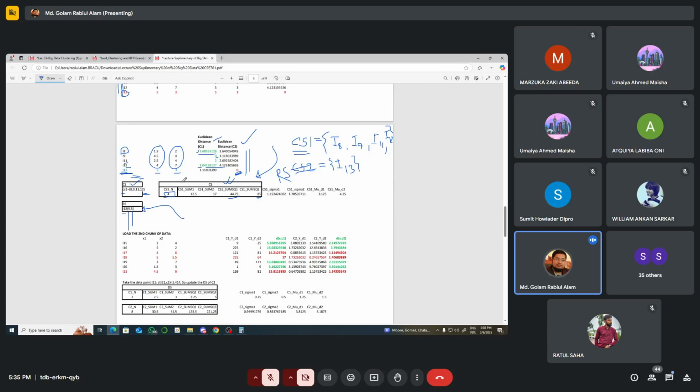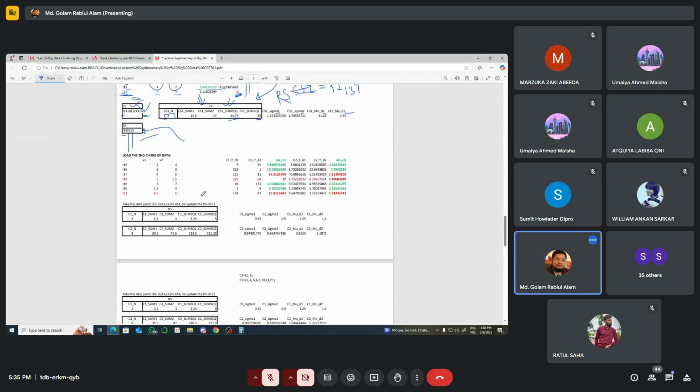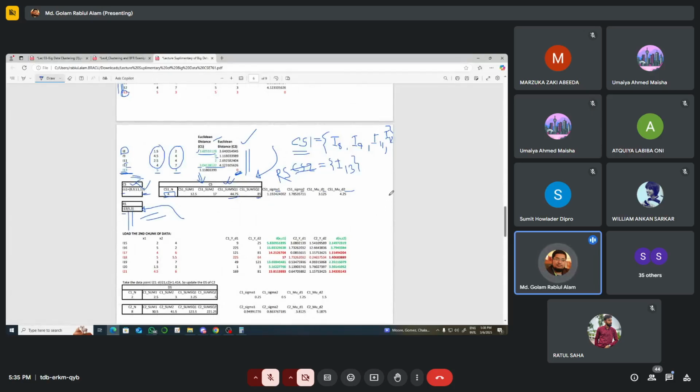Okay, so if we know these statistics, then we can also determine the sigma. The sigma according to the equation we have already discussed, for the first dimension and for the second dimension, and mu, that is the mean, for the first dimension and mu for the second dimension. So the compressed set and their statistics we have, and then RS is there. Now actually this is the end of the operation on the loaded chunk of first time.